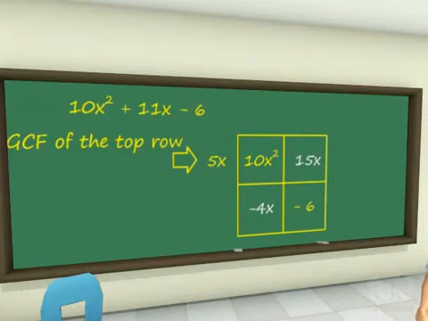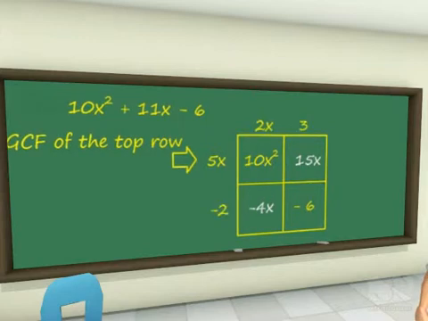We factor the 5x out of the 10x squared and write the result above the top left square. In this case, when you factor out the 5x, you have 2x left, so we write 2x above the 10x squared term. Now we use the terms we know on the outside and factor them out of the terms on the inside. We factor the 2x out of the negative 4x and write negative 2 next to the negative 4x box on the lower left. We factor out the 5x from the 15x and write the 3 above the 15x.